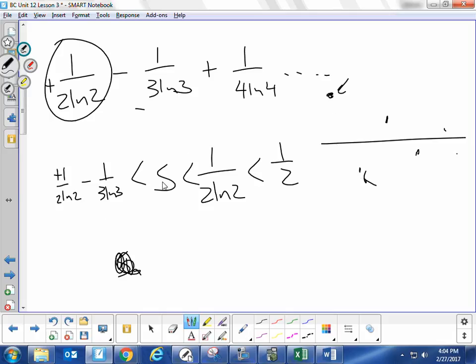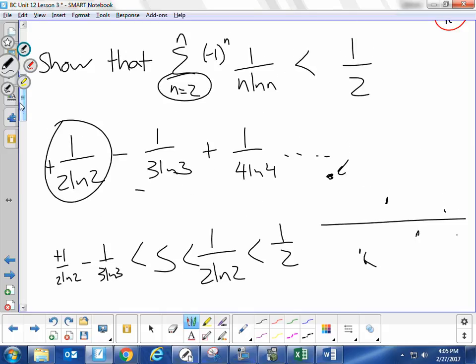But immediately, this is what you can say. Since you started with the plus, this will be an upper bound to your initial sum. This upper bound is less than 1/2. This sum, we can say, also is greater than that. So boom, we just showed that that sum is less than 1/2.